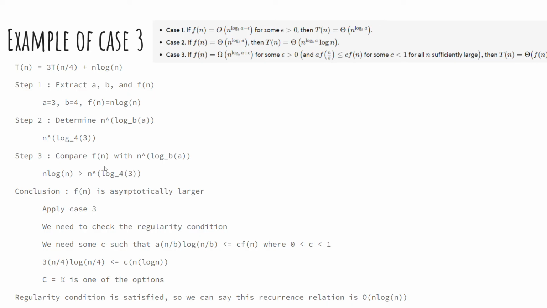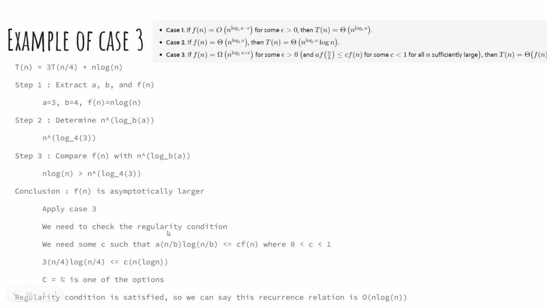And then we determine n^(log_b a), which is n^(log_4 3). We compare f(n) with n^(log_b a), and we get that n log n is greater than n^(log_4 3). So f(n) is asymptotically larger than n^(log_b a), and so we'll apply case 3 over here.